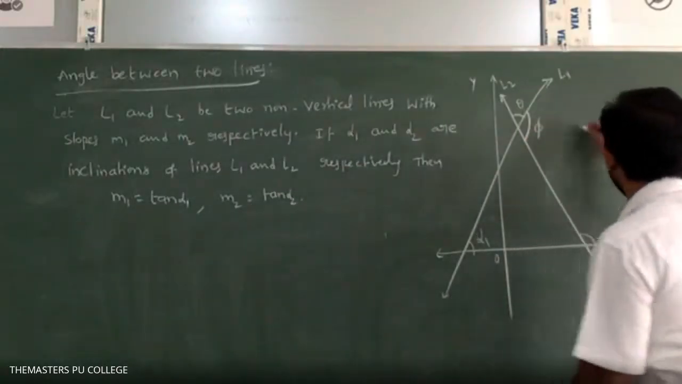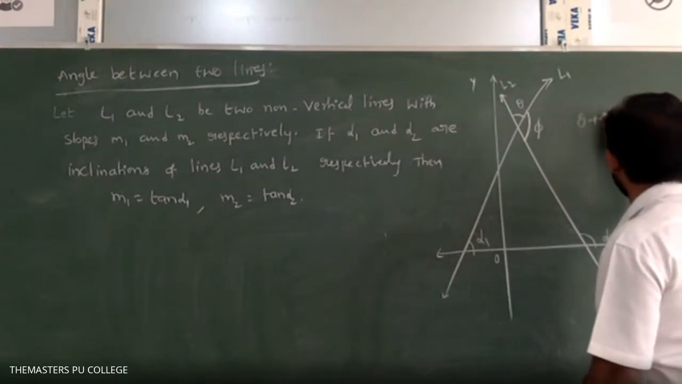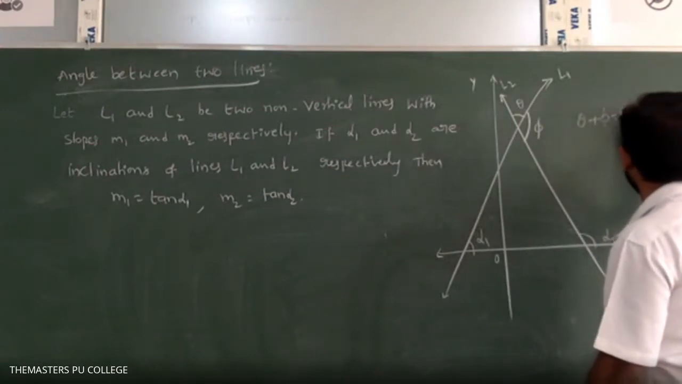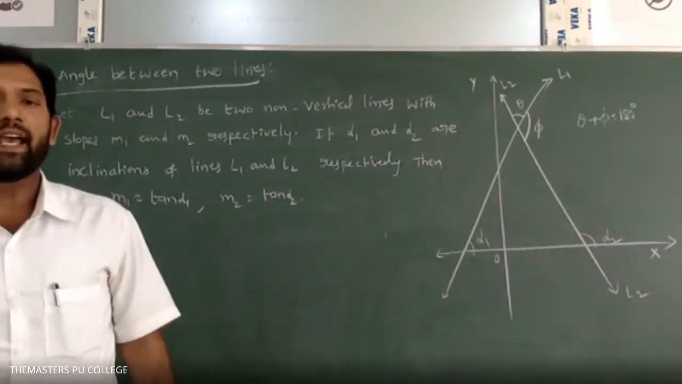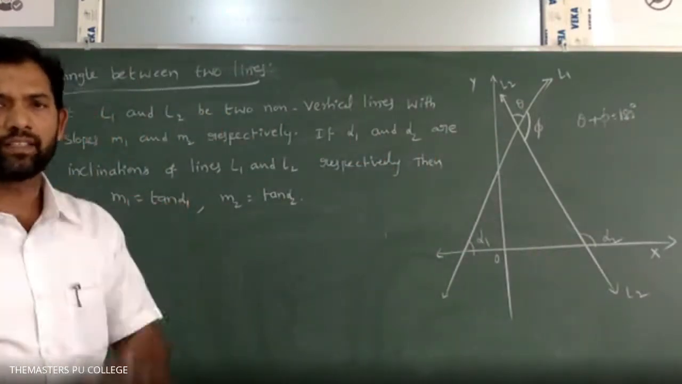Sir, 180 degrees. 180 degrees means theta plus phi always represents the line angle. Always represents the line angle. So, given data, listen once again.